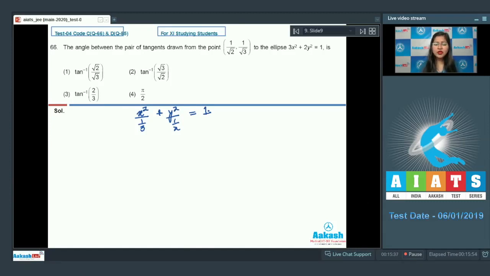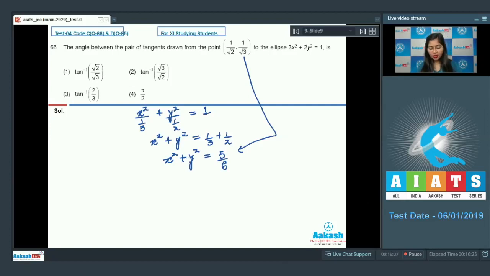So we can find the equation of the director circle of this ellipse as x² + y² = a² + b², that is 1/3 + 1/2. That is, the equation of the director circle is x² + y² = 5/6. Now students, here we can observe that the given point (1/√2, 1/√3) is lying on the director circle of this ellipse, because (1/√2)² + (1/√3)² is equal to 1/3 + 1/2, that is again equal to 5/6. So the point is lying on the director circle.